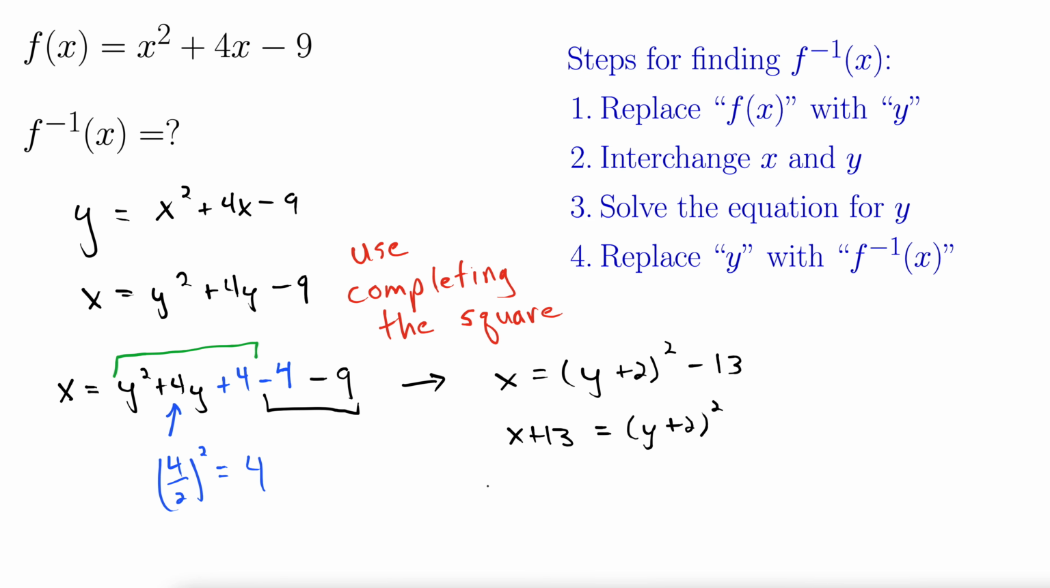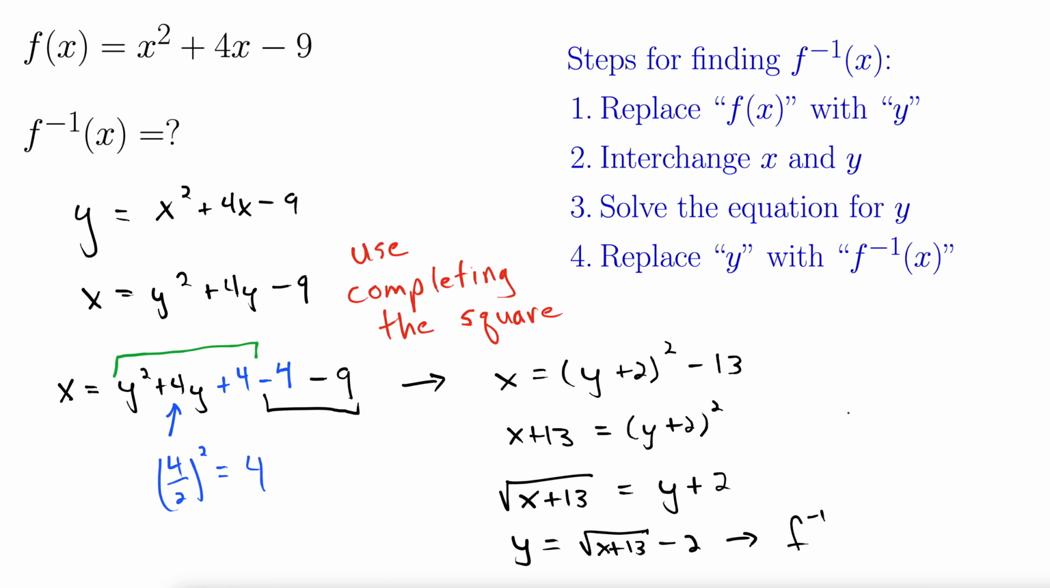Square root both sides. I'm just going to take the positive square root instead of the plus or minus because I want this to be a function. The inverse is a function after all. So I'll just take the positive version. We could go a little bit deeper into making sure the domains match and everything, but let's just keep it cool like that. Just take the positive version and then solve for y. So finally here we have y equals square root of x plus 13 minus 2. And that's our inverse function.